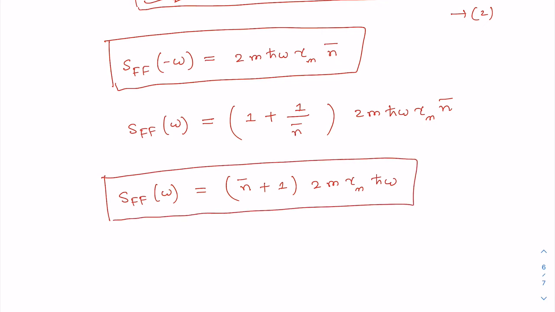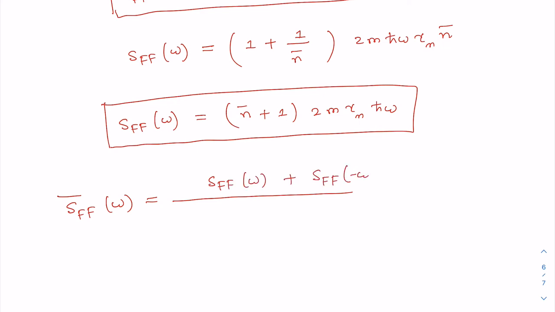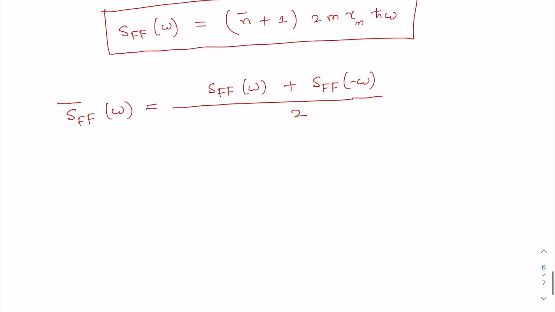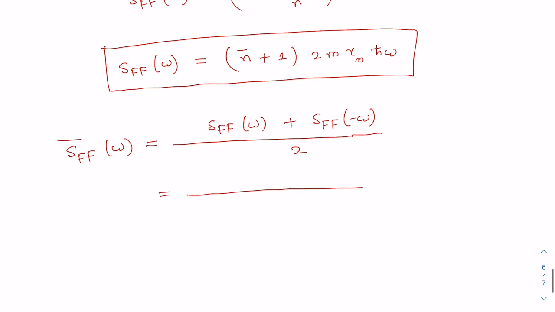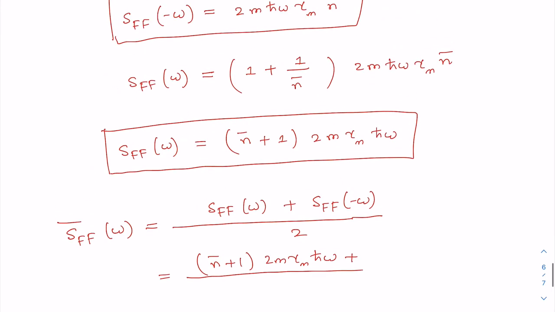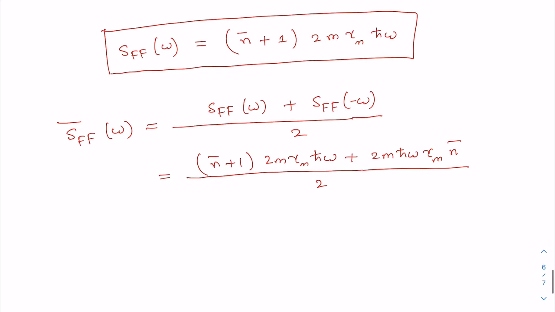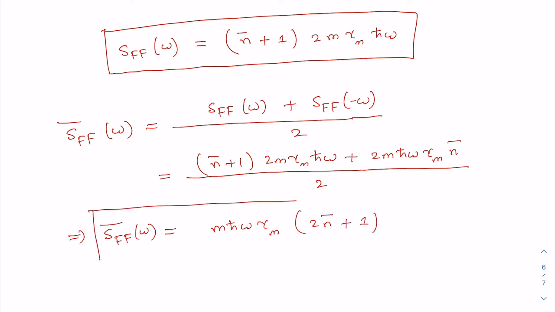So I now know the noise spectral density at plus ω as well as minus ω, so it is easy for me to work out this symmetrized function at frequency ω. That would be S_FF(ω) plus S_FF(−ω), divided by 2. If I put down the expressions, first one I have is n̄ plus 1 times 2mγ_mħω. The other one is 2mħωγ_m n̄, divided by 2, and from here I get S̄_FF at ω is equal to mħωγ_m (2n̄ plus 1). So this is the required expression.